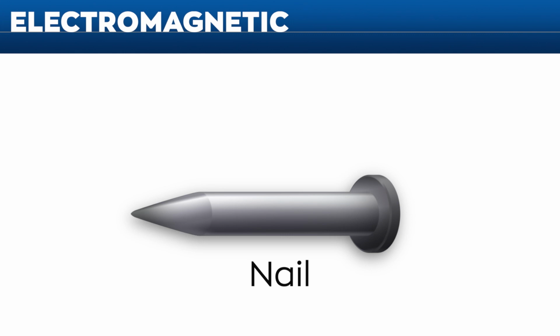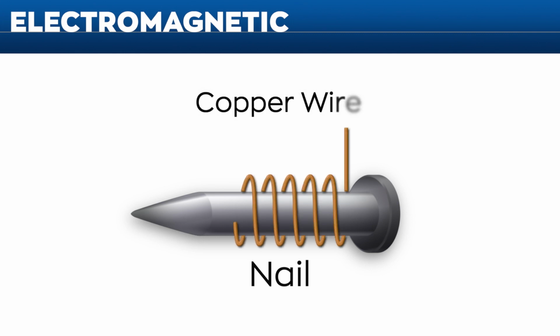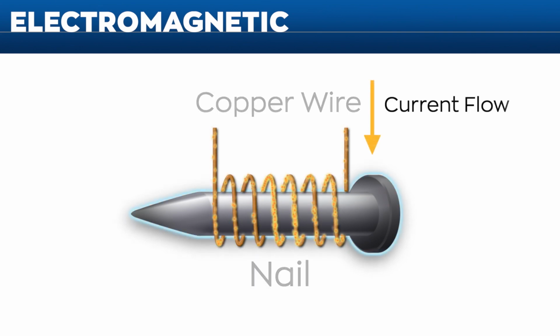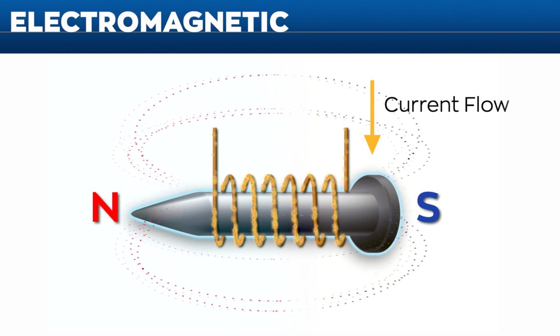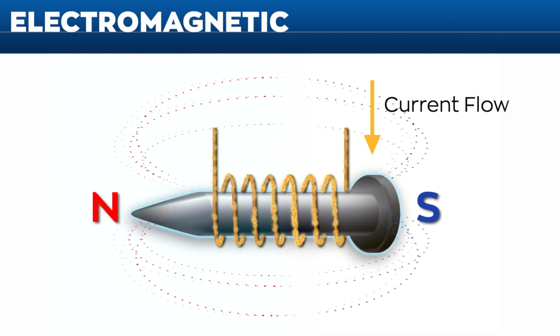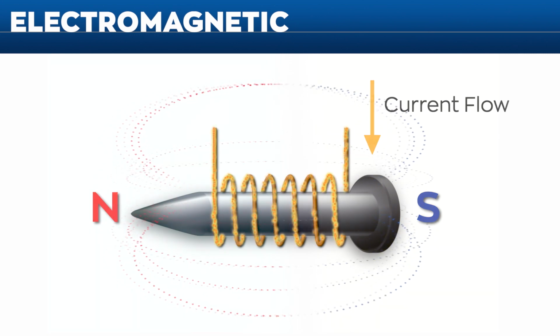An insulated copper wire is wrapped around a nail. When voltage is applied across the wire, current flows through it, and the nail becomes an electromagnet. In this case, you can think of the nail as the stator's core and the copper wire as the windings.